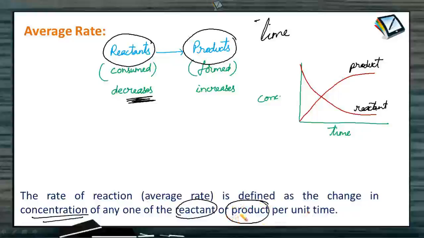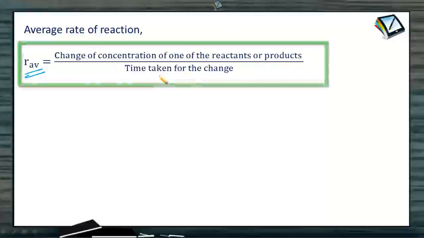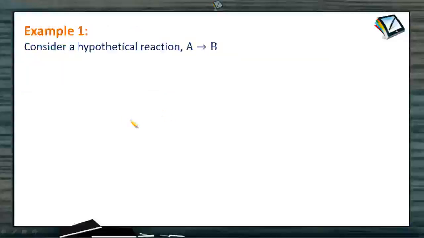And mathematically we can write like this: average rate is equal to change of concentration of one of the reactants or products divided by time taken for the change. Let me take an example and explain this. So consider a hypothetical reaction where A is converted into B. Now the average rate of reaction may be expressed either in terms of decrease in concentration of A or in terms of increase in concentration of B.